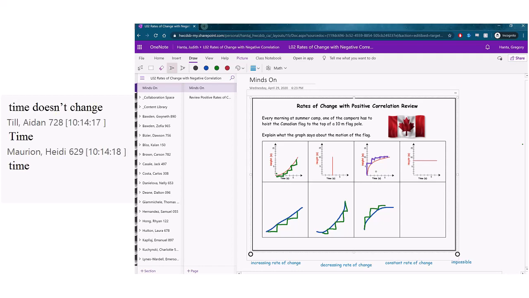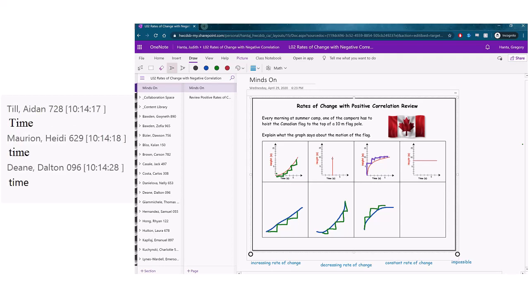Excellent. So you guys have got it down. Time isn't changing. So it turns out this graph here is absolutely impossible to do. You cannot move a flag up a flagpole in absolutely no time. In fact, what we have going on here is that at this single instant of time, this flag is in many different places on the flagpole. And of course, that's impossible. So graph number 2 is completely impossible to do.